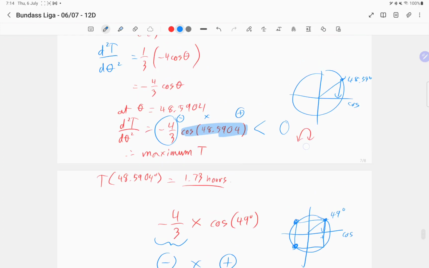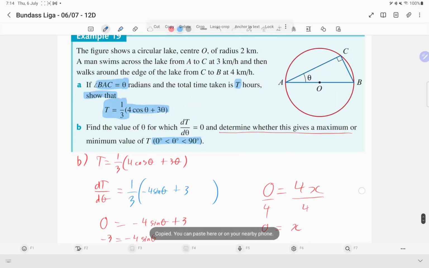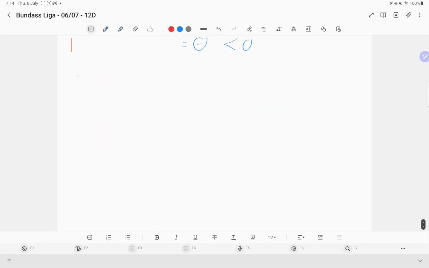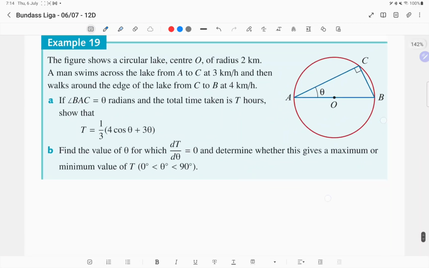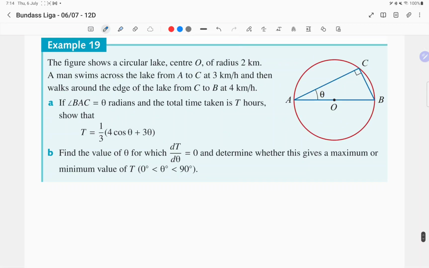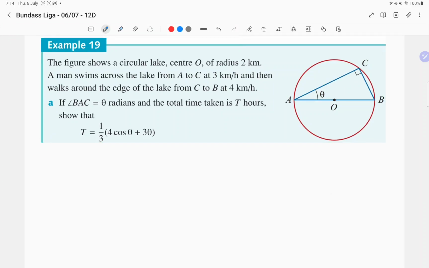Okay? All right. Now we go back and try to do this weird show that question, because if you're unlucky, you may not be able to get a nice equation from the beginning. You might just be asked to find the equation and then derive it. So let's try to do the show that one here. Show that t equals that. So the total time taken will be equal to that. Now the time taken, note that he swims across from A to C, so it will be this section there. And then walks around the edge of the lake. Around the edge means it's this arc here. It's not the straight line CB. It's the arc BC. Make sense?